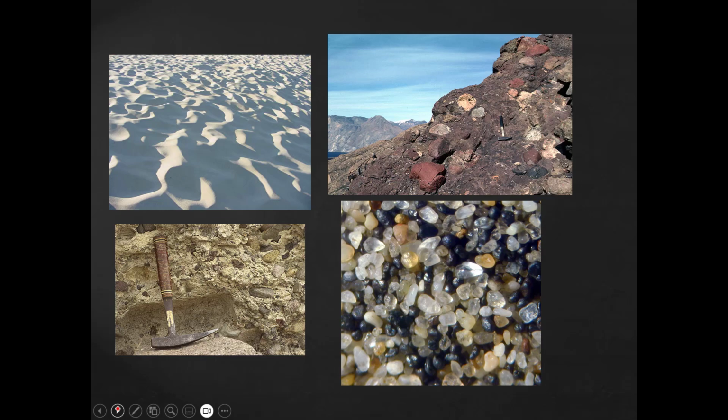So what do you think? Which picture here shows very well sorted sediment versus poorly sorted sediment? Yeah, this one, if I number it, 1, 2, 3, 4. Okay, so the least sorted is going to be the number 2.